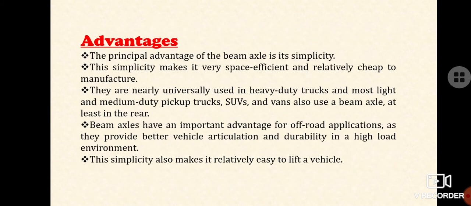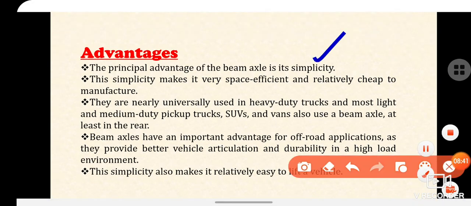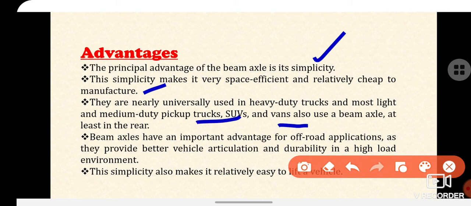Now let's discuss the advantages. The principal advantage of the beam axle is its simplicity. It is simple in construction. Simplicity makes it very space efficient and relatively cheap to manufacture. They are nearly universally used in heavy duty trucks, and most light and medium duty pickup trucks, SUVs, and vans also use a beam axle, at least in the rear.